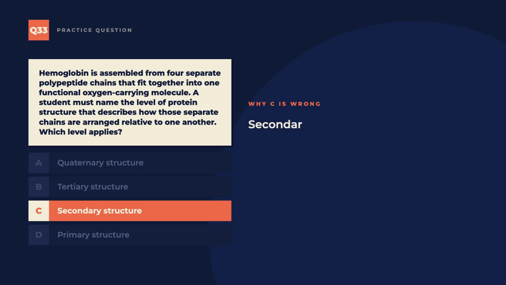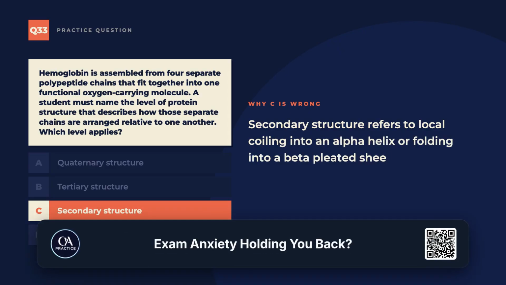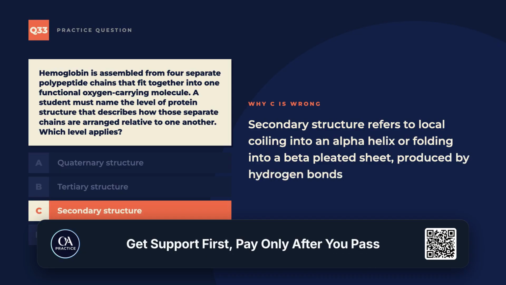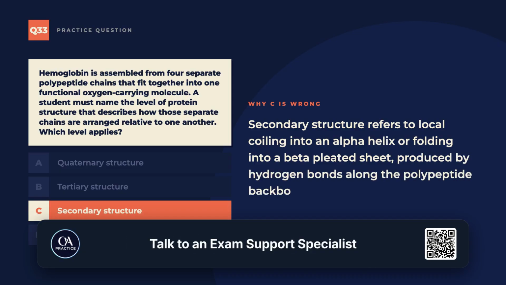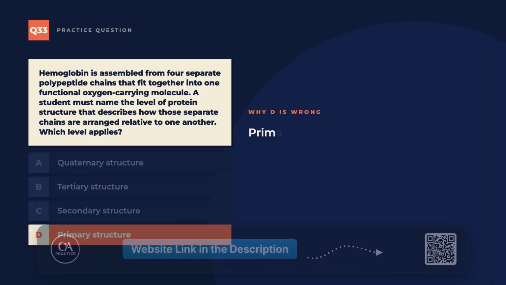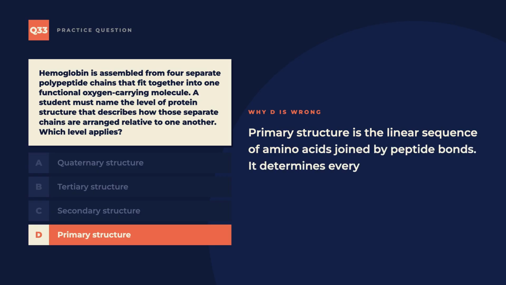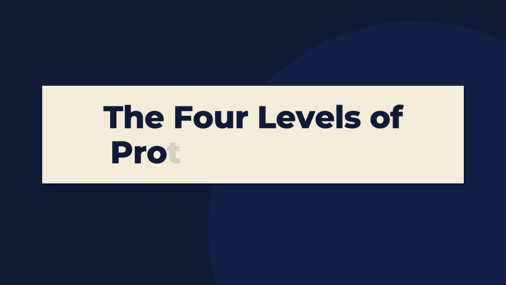C is wrong because secondary structure refers to local coiling into an alpha helix or folding into a beta pleated sheet produced by hydrogen bonds along the polypeptide backbone. It describes a segment rather than an assembly. D is wrong because primary structure is the linear sequence of amino acids joined by peptide bonds. It determines everything that follows but says nothing about subunit arrangement.